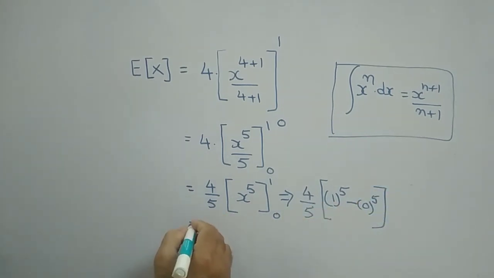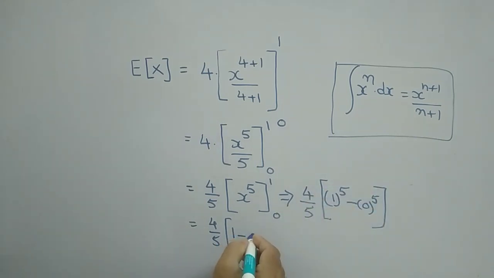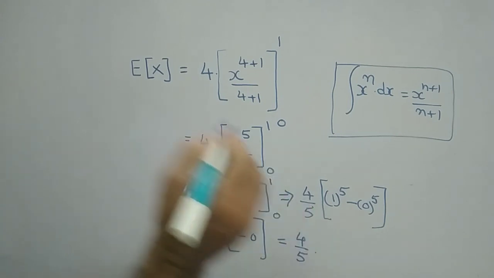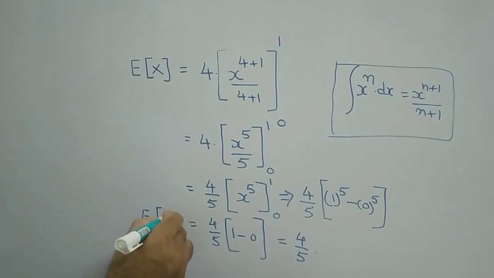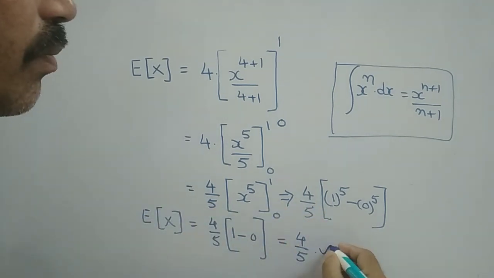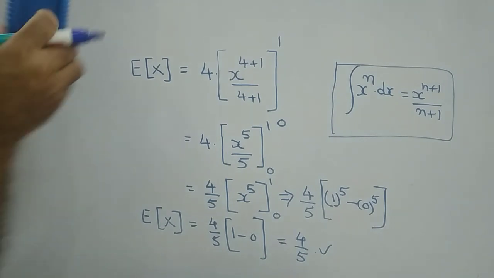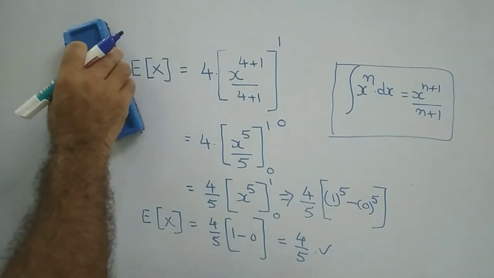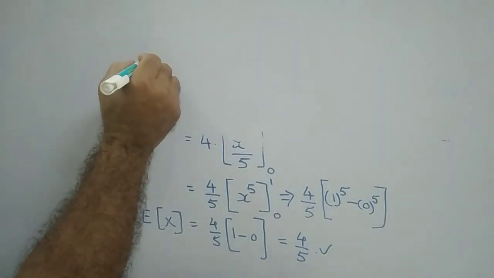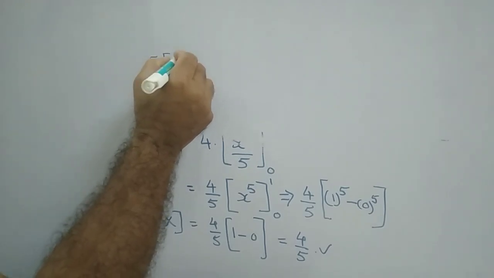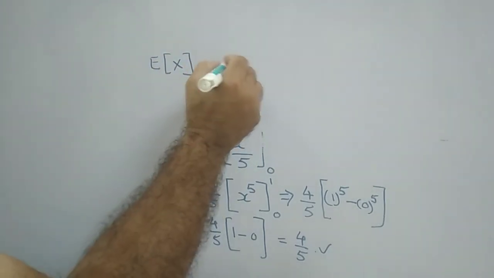This is equal to how much? It is 4 by 5. So 1 power 5 is 1 only. 0 power 5 is 0. 1 minus 0 is 1 only. It is 4 by 5. Therefore, what is your answer? What is your expected value of x? It is 4 by 5 only. This is your mean value, and that is your answer. So E of x, the expected value for the given PDF, is equal to 4 by 5 only.